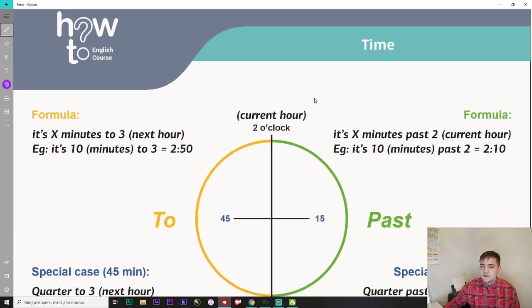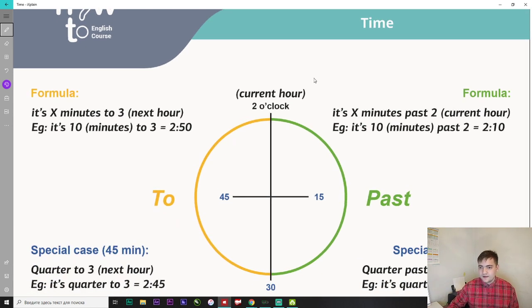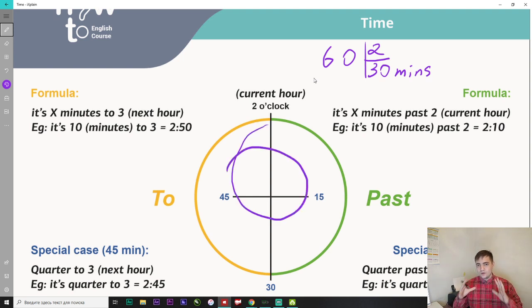First, what we do is take 1 hour. 1 hour has 60 minutes, right? If we divide 60, divide means to break into 2 or several parts. Alright, so we break 60 minutes into 2 parts, and we get 30 minutes, okay? So that means if this picture represents the whole hour and it's broken down on 2 sections, the section number 1 is the right part, which is called past. The second part is called to.